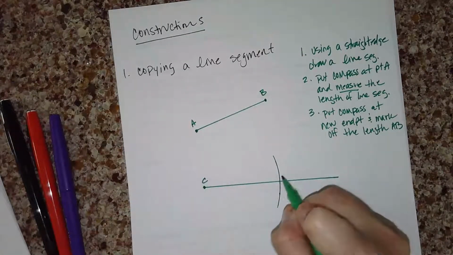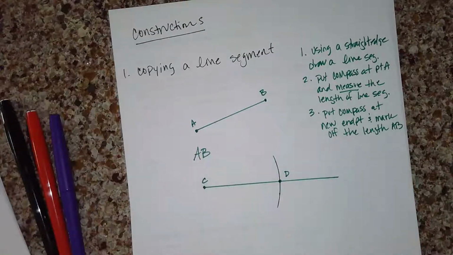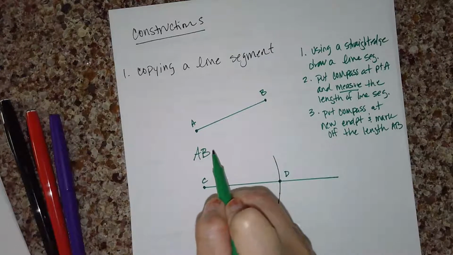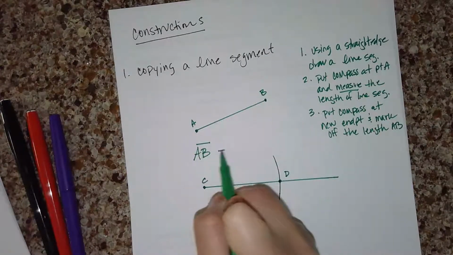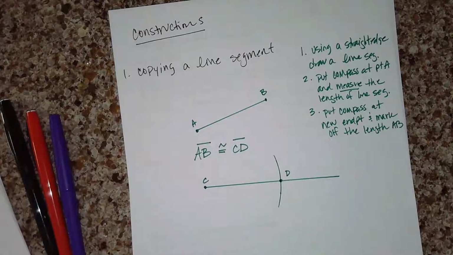So now we'll call this D. So now we would say line segment AB is congruent to CD. And that's how you copy a line segment.